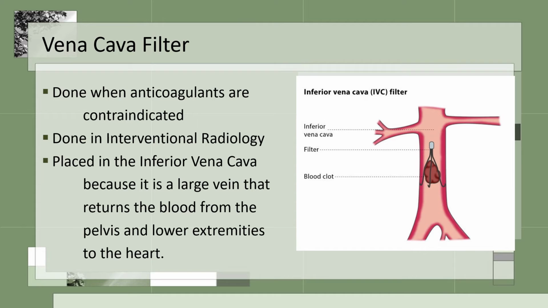So when a patient has a DVT or they're prone to clots and anticoagulants are contraindicated, they will get a vena cava filter. This is done in interventional radiology. It's placed in the inferior vena cava because it's a large vein that returns the blood from the pelvis and lower extremities to the heart. And you can see the demonstration of this in the picture.